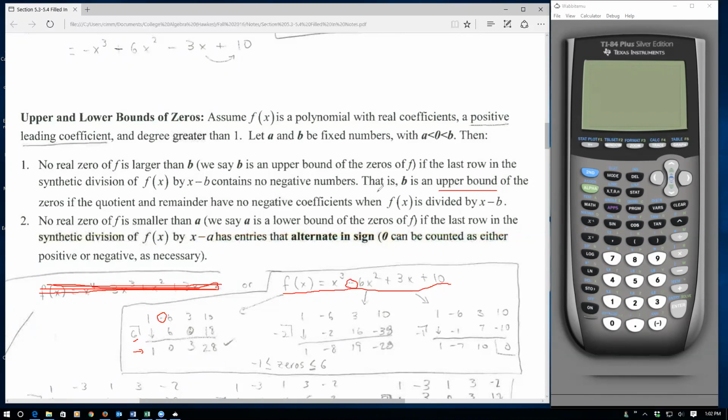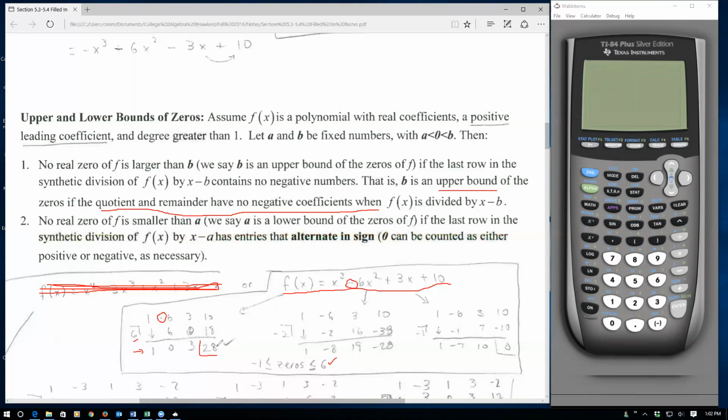Now look at our resulting polynomial. It contains no negative numbers. So we have the quotient and the remainder having no negative coefficients when divided by that. So now we know that 6 is an upper bound on all the zeros. All the zeros of this polynomial have to be less than or equal to 6. Again, it's not saying 6 is a 0, because notice we have remainder 28, so it's not even 0, but it's an upper bound. So this gives us bounds on zeros.